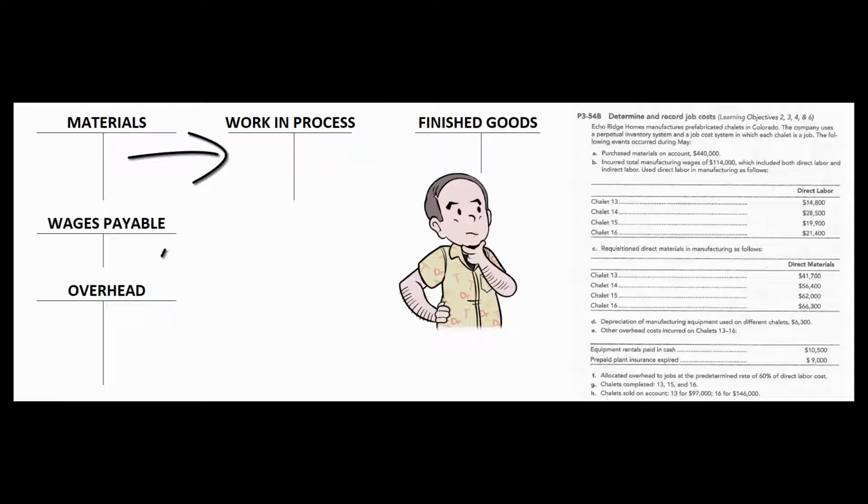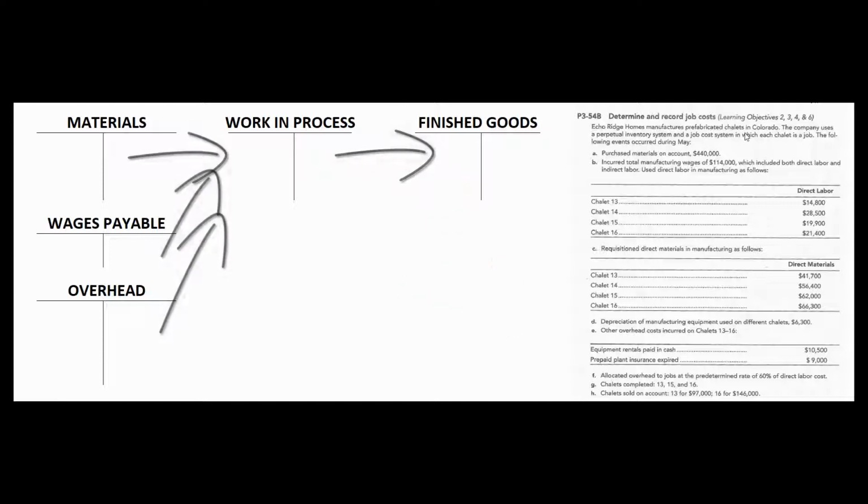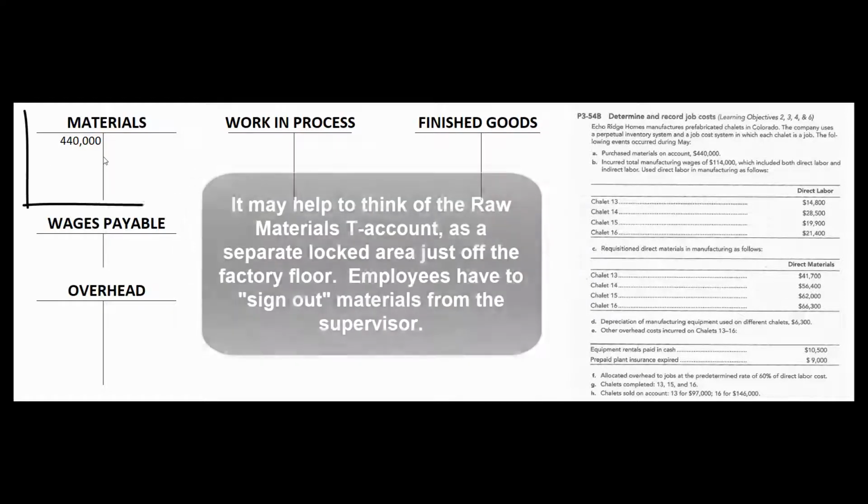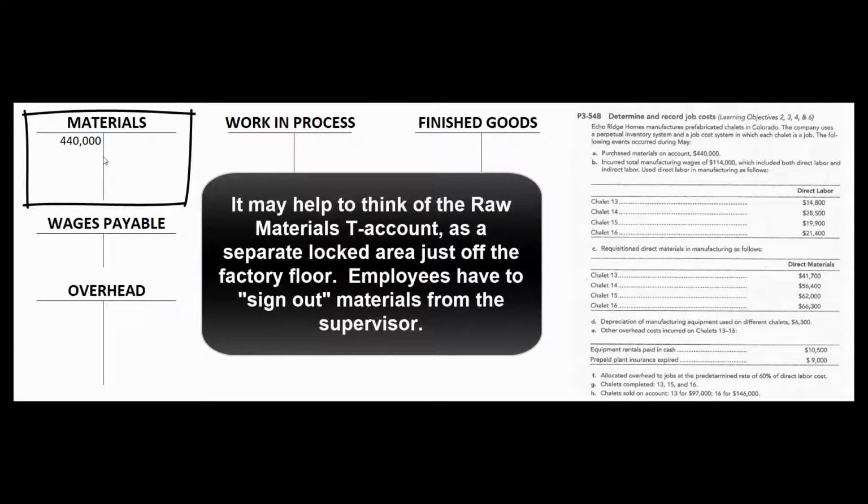Let's do some journal entries and track these costs as they go through our system. They purchased $440,000 worth of materials on account. So we're going to debit materials for $440,000 and credit accounts payable for $440,000. We're not going to worry too much about that credit. We're going to focus on what it costs to make our stuff. And so we've got $440,000 worth of materials that are in this materials warehouse, if you will, to be checked out by our employees.